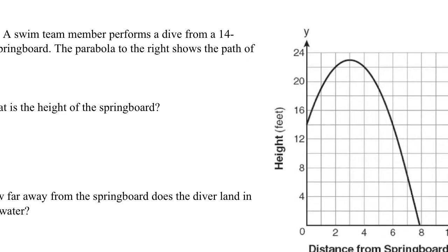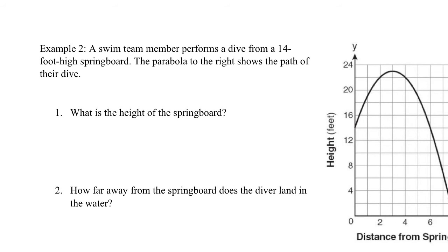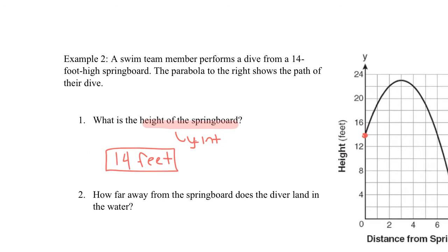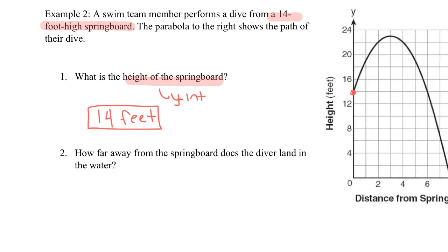So now let's see what the questions are asking. So number 1, what is the height of the springboard? So you can actually get this in 2 places. So if you want the height of the springboard, that means your distance from the springboard has to be equal to 0. So that's really talking about the y-intercept. So the y-intercept is here at 14. So the height of the springboard is 14 feet. You can also get it from the description of this situation. Performs a dive from a 14-foot high springboard. Either place is fine. You just have to make sure you find the correct information.